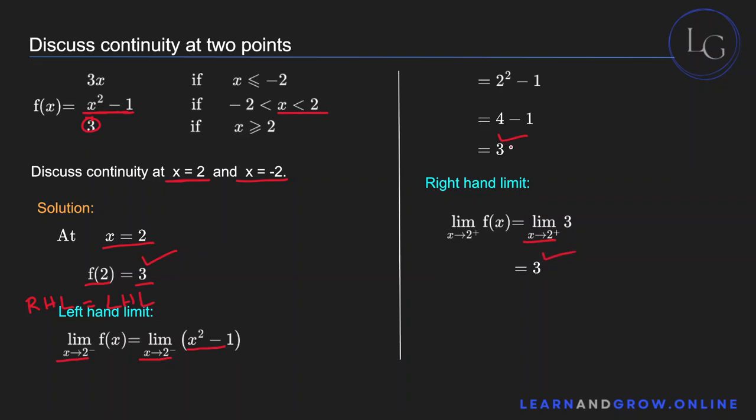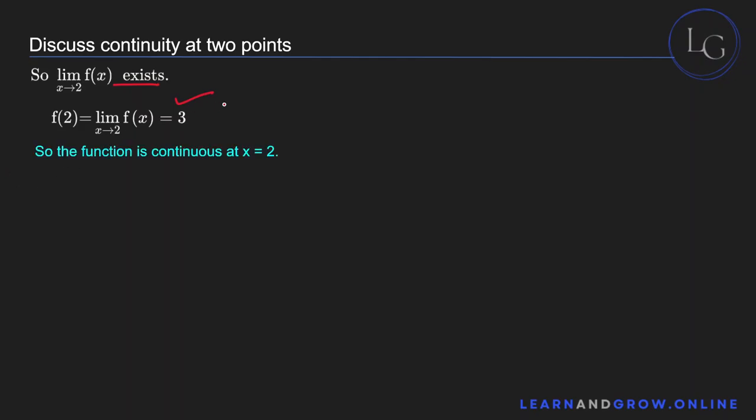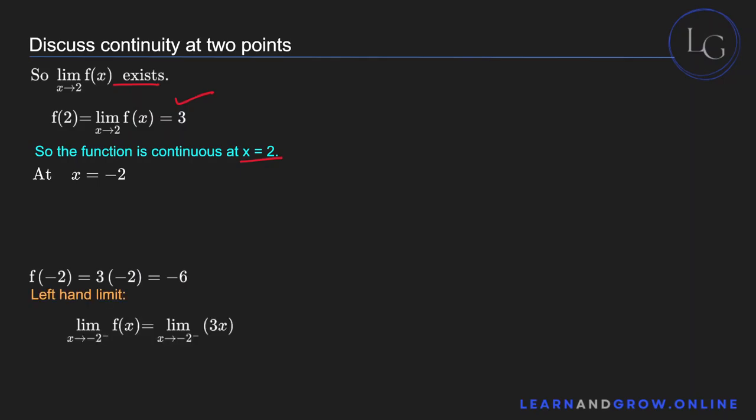Now you can see that the left-hand limit is equal to the right-hand limit. And so the limit of f of x as x approaches 2 exists, and that is equal to 3. Remember? And so the function is continuous at x equal to 2. Fairly simple. Now let's do x equal to negative 2.